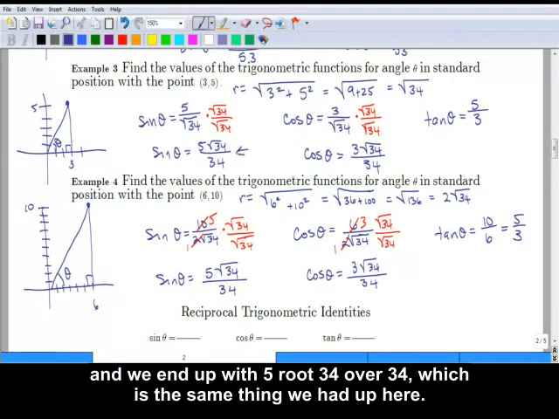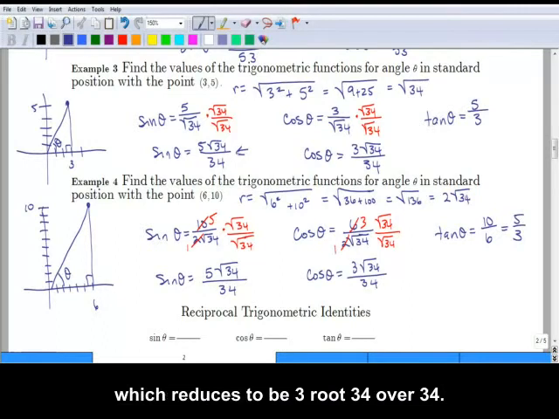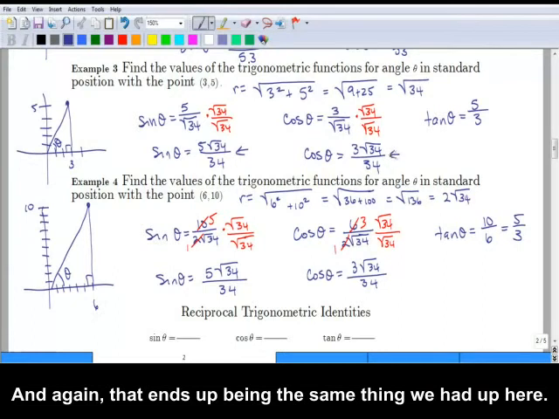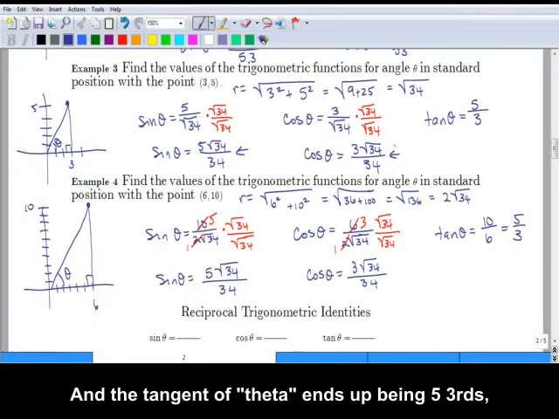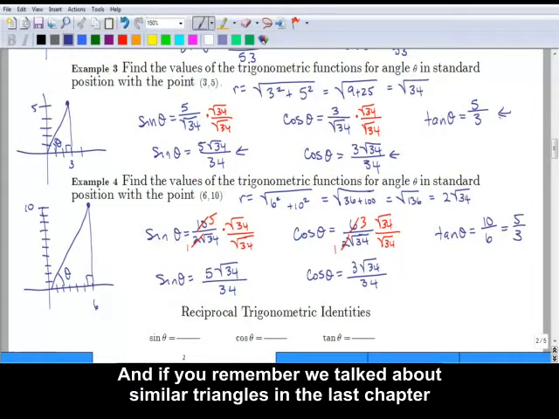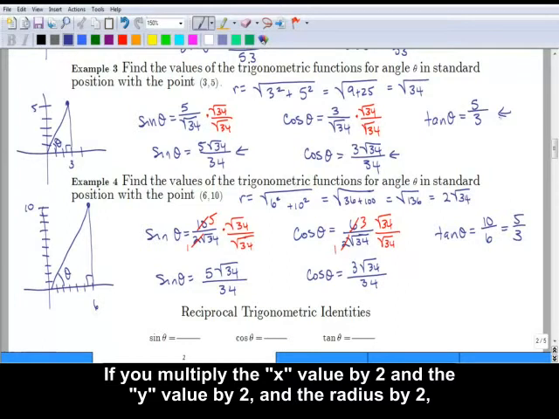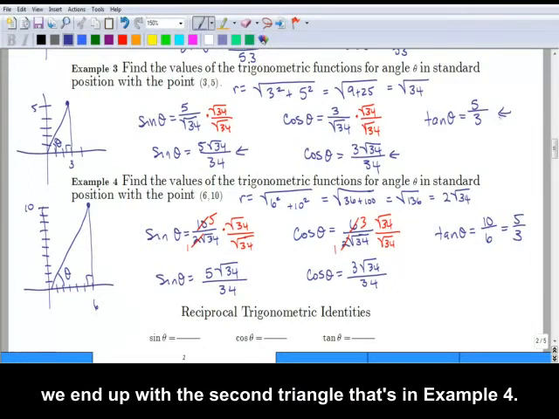which is the same thing we had up here. Cosine of theta is, again, 6 over 2 root 34, which reduces to be 3 root 34 over 34. And again, that ends up being the same thing we had up here. And the tangent of theta ends up being 5/3, which is the same that we had up above. If you remember, we talked about similar triangles in the last chapter, and these two triangles are similar. If you multiply the x value by 2 and the y value by 2 and the radius by 2, we end up with the second triangle that's in example 4.